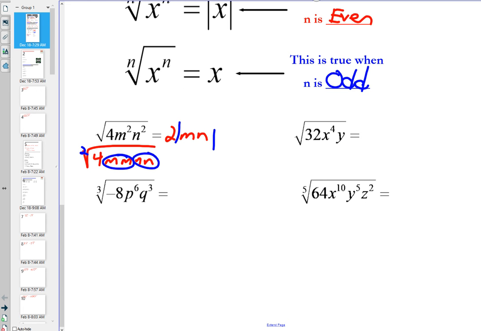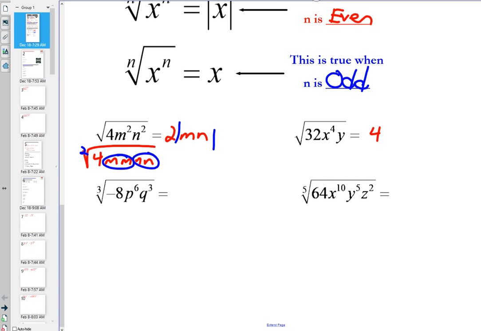All right, let's look at the next one. Now, unlike the first one, 32 is not perfect, so you have to do a tree with 32, but we've done enough trees. I'm starting to get bored. So we'll just go ahead and say, all right, with the 32, a 4 is going to come out. There's going to be a 2 left behind. 32 is a 4 on the outside with a 2 on the inside.